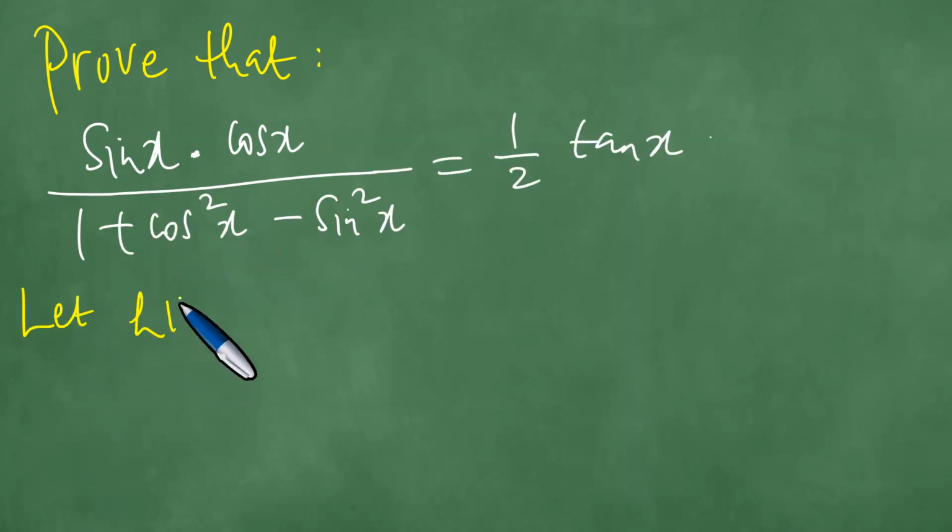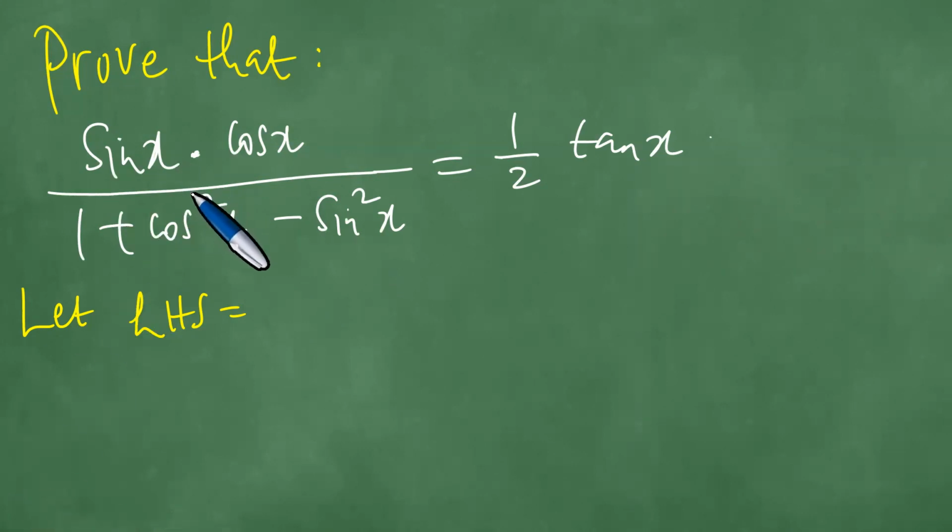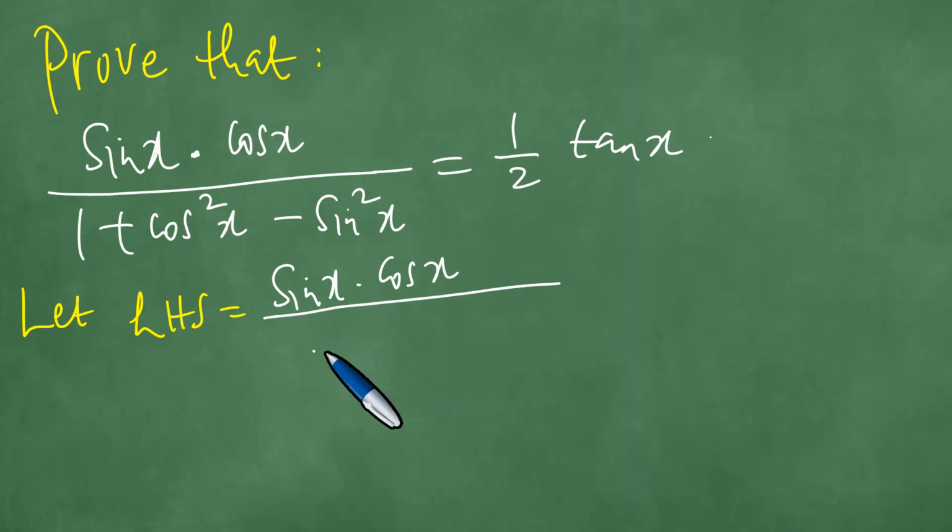Here I'm going to let the left-hand side. Take the left, because you take the most complicated side and simplify it. So you take the left-hand side because it's more complex, it has more terms. So we have sine x times cosine x, divided by 1 plus cosine squared minus sine squared. What do we do here, anyone? How to simplify this?